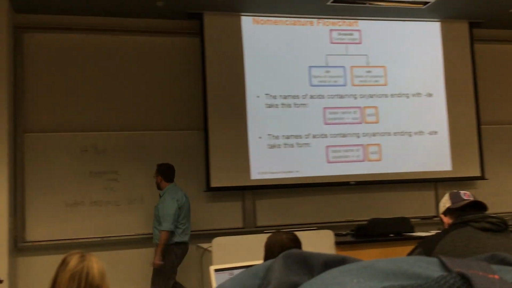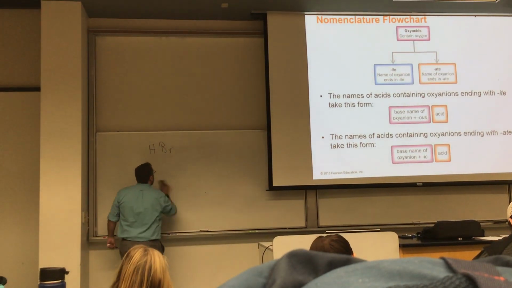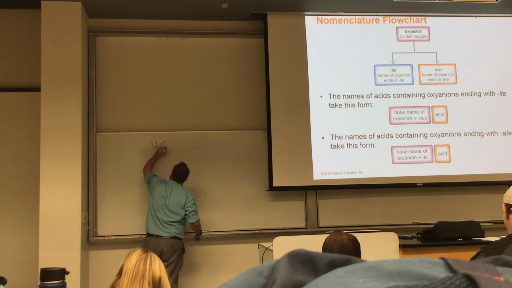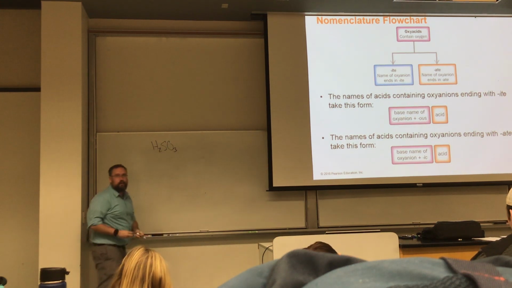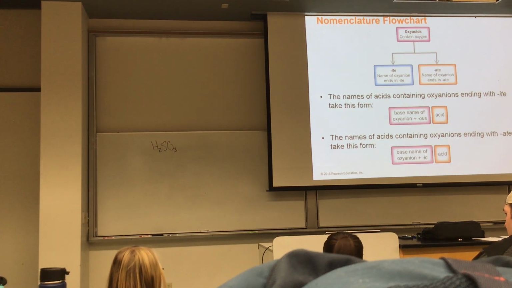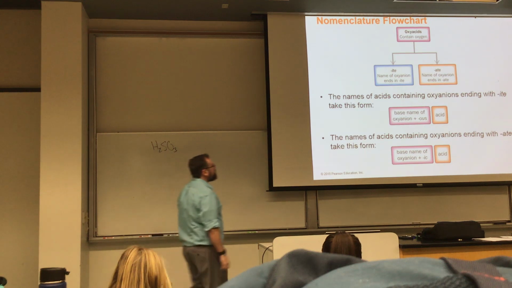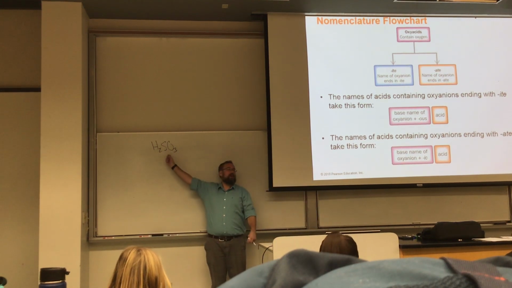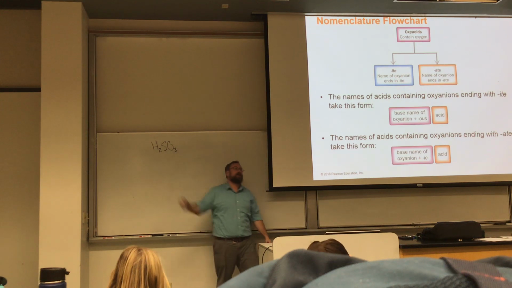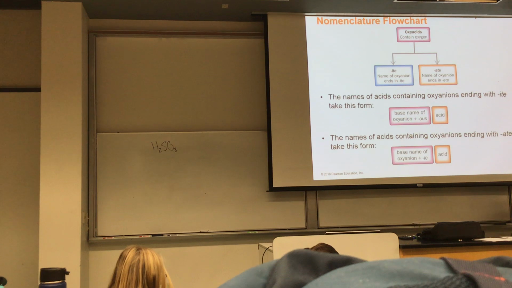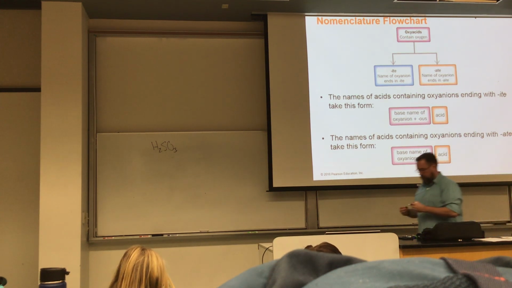Just for practice, what would this one be? Sulfurous. Yeah, sulfurous acid, yep. Because the parent polyatomic or oxyanion is sulfite now, because it's one less oxygen than our sulfate. So it becomes sulfurous acid.